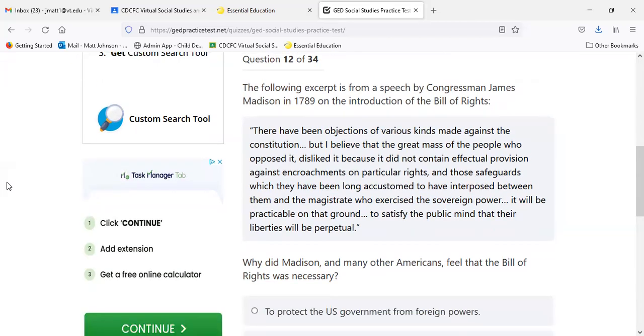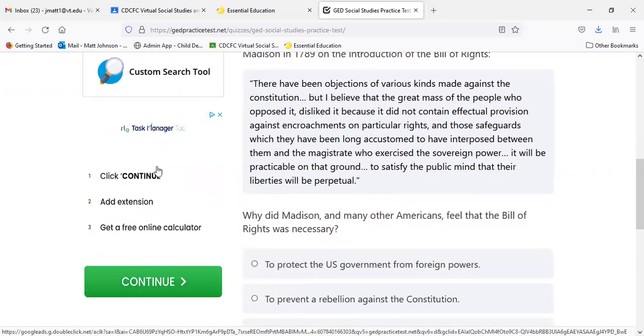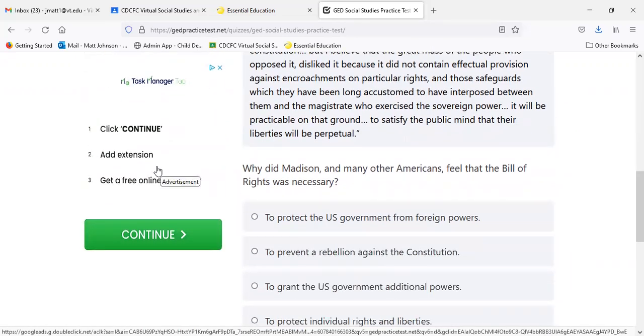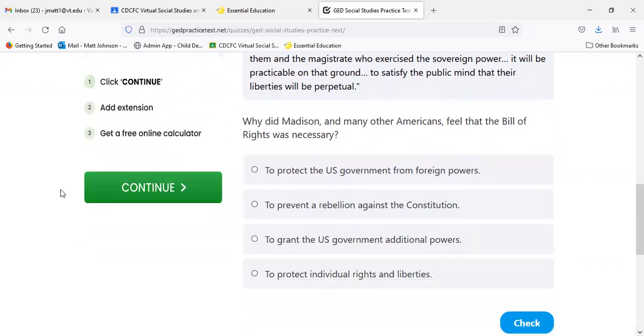Why did Madison and many other Americans feel that the Bill of Rights was necessary? Debbie? Was it to A, protect the U.S. government from foreign powers, B, to prevent a rebellion against the Constitution, C, to grant the U.S. government additional powers, or D, to protect individual rights and liberties? D. Very good. Yeah.